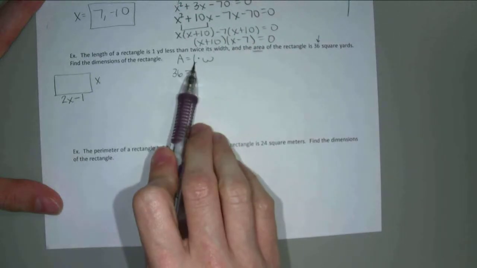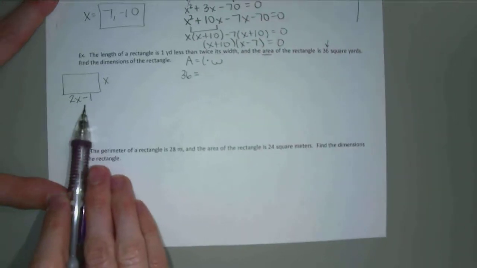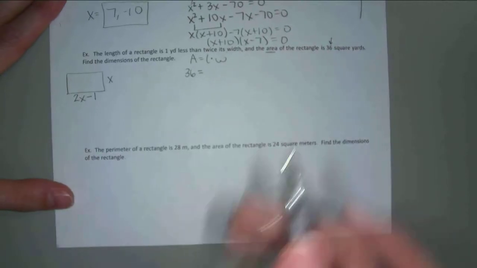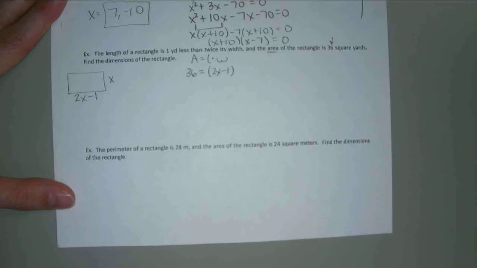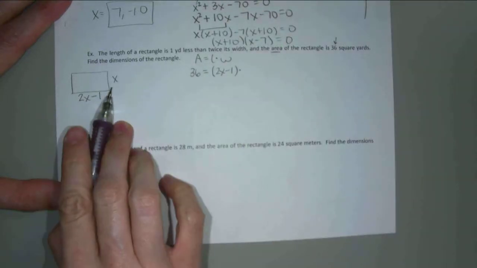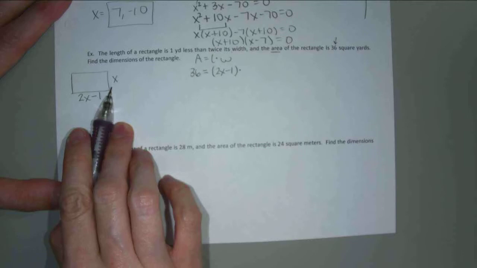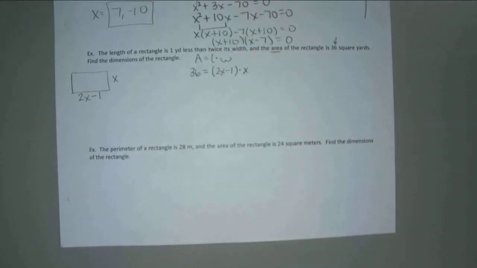Do we know what the length is? No, but we have an expression for the length. What's the expression for the length? 2x minus 1. I'm going to put that in parentheses to show that it goes together. Times the width. Do we know the width? No, but we have an expression for the width. It is just x. At this point, you're like, Molly, that doesn't really look like a quadratic to me. Well, it is. It's just one where you have to distribute the x, move the 36 over, and so forth.